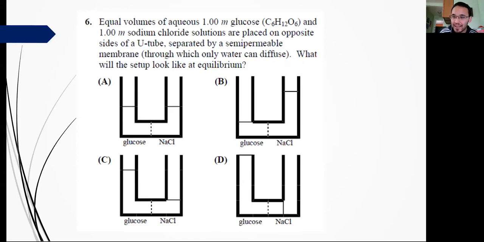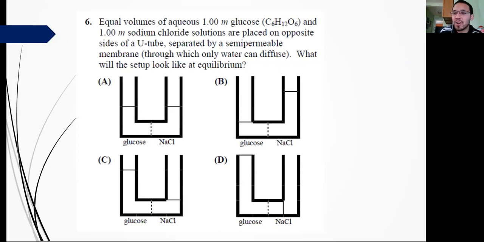All right, so that's 90 seconds right there. Most of you have put in B, which is what we're looking for. Whenever you see this U-shaped thing and you have solutions in it, what property are you looking at here? What do we call that change in height between these two volumes of solutions? It's osmotic pressure.